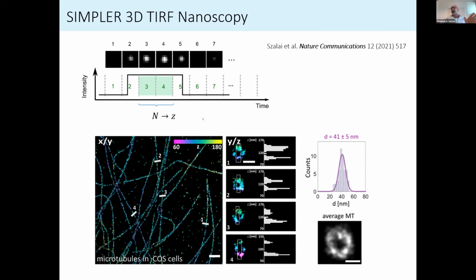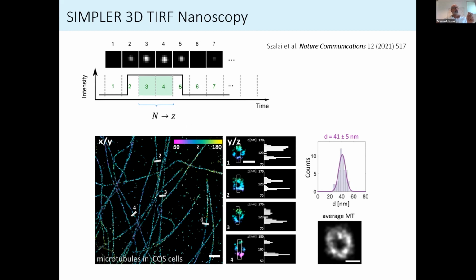So what you have to do now is, in addition, you have to take the frames where the molecule was fully active, fully emitting the whole time, like in this case, frame number 3 and frame number 4, and then you can compute the average intensity of the molecule. And from that average intensity, usually represented by a number of photons, you can determine the axial position Z. It's very simple, and it works very nicely.